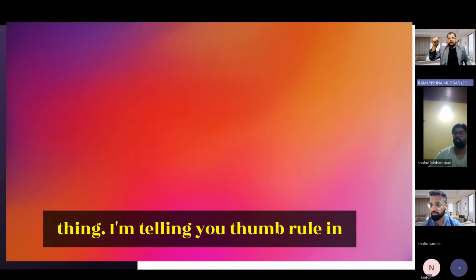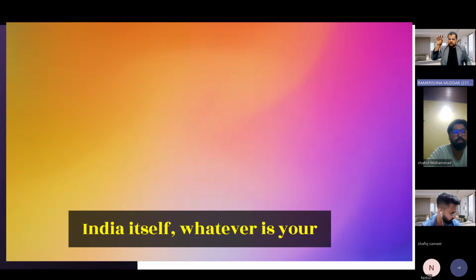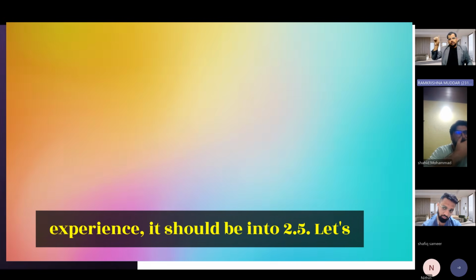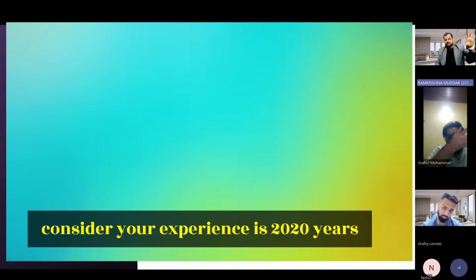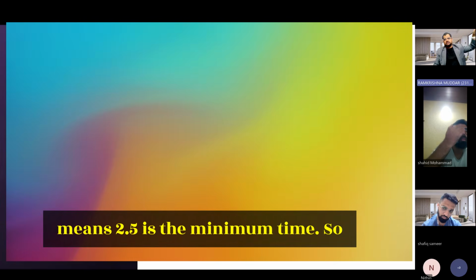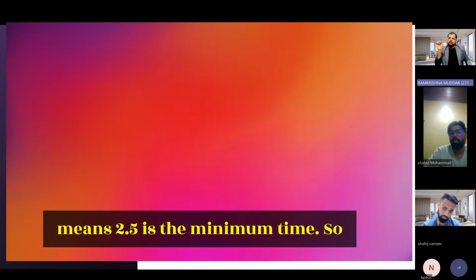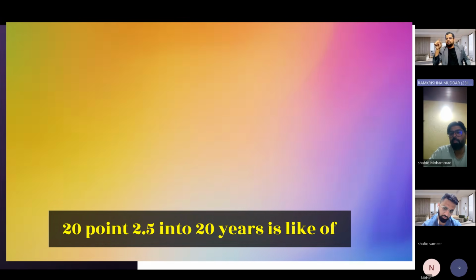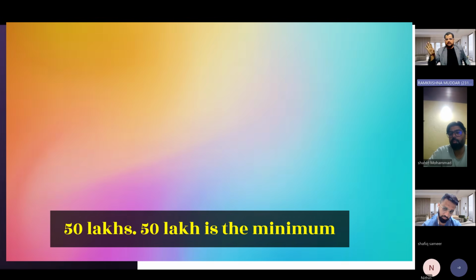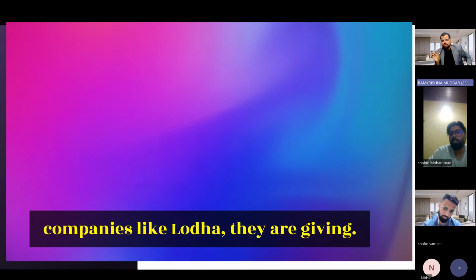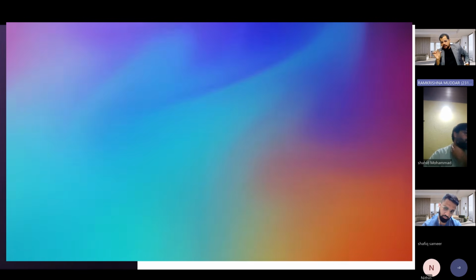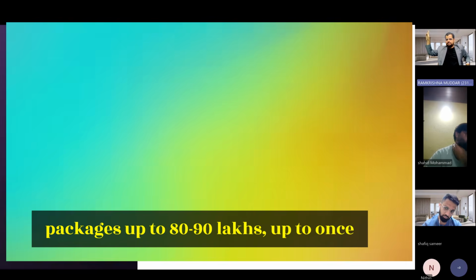I am telling you, thumb rule, in India itself, whatever is your experience, it should be multiplied by 2.5. Let's consider your experience is 20 years, then 2.5 is the minimum multiplier. So 2.5 into 20 years is like 50 lakhs. 50 lakhs is the minimum. Companies like Lodha are giving packages up to 80-90 lakhs.